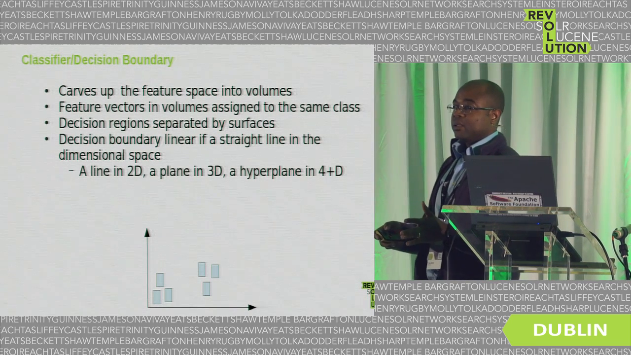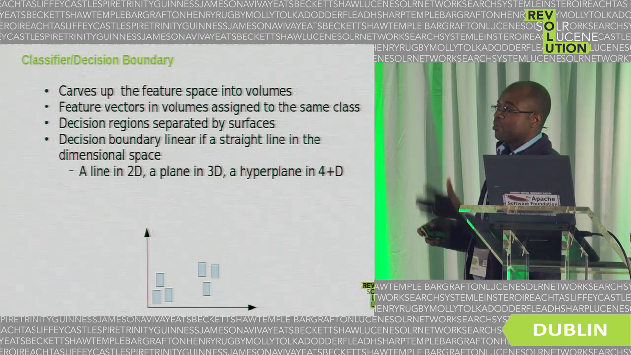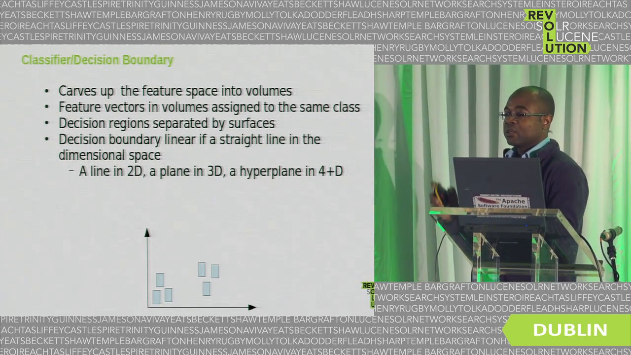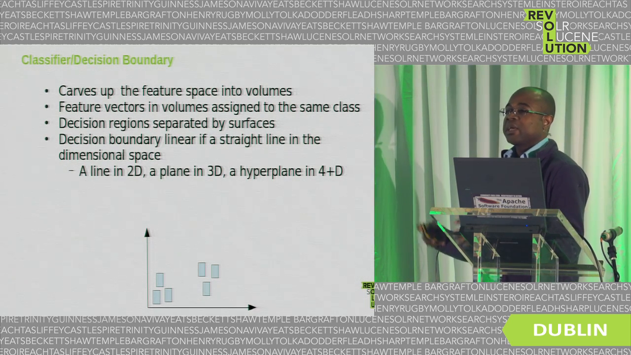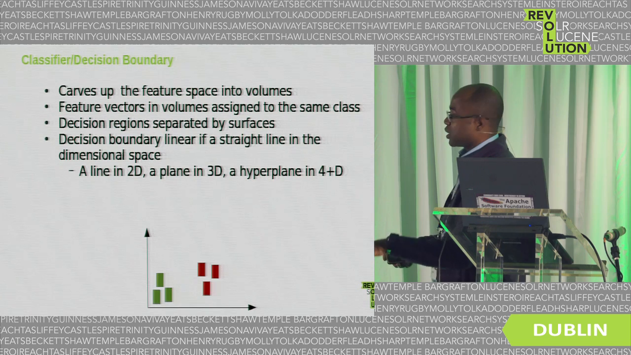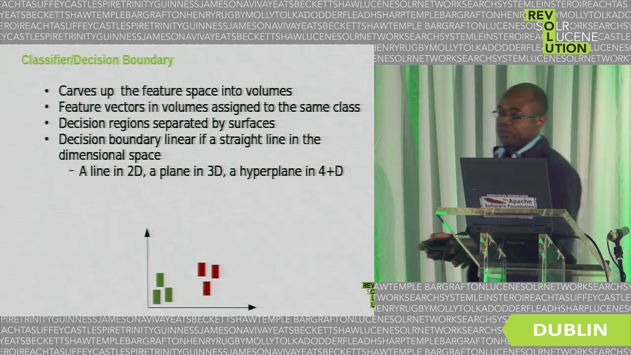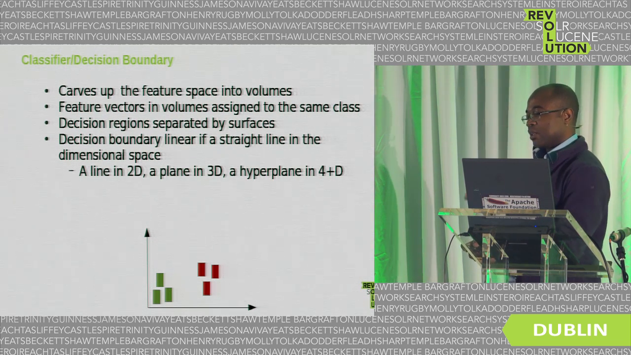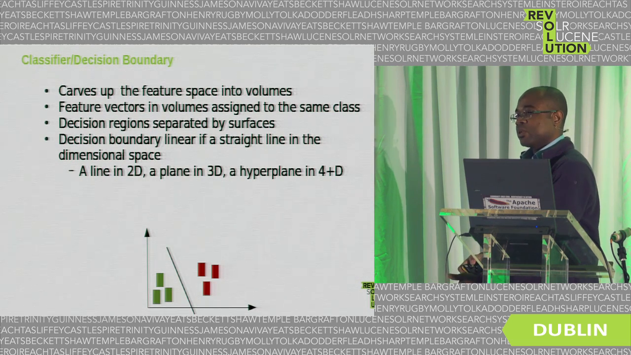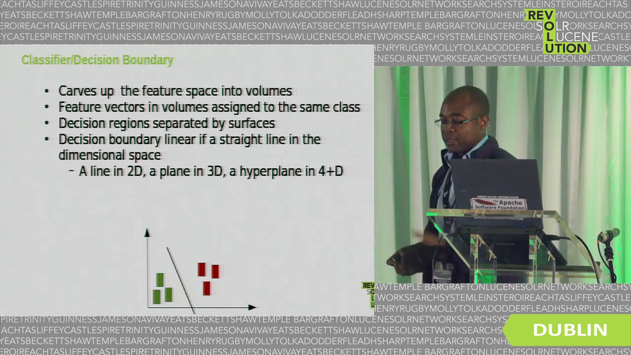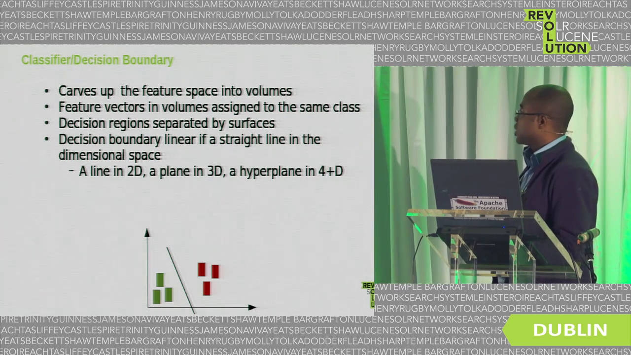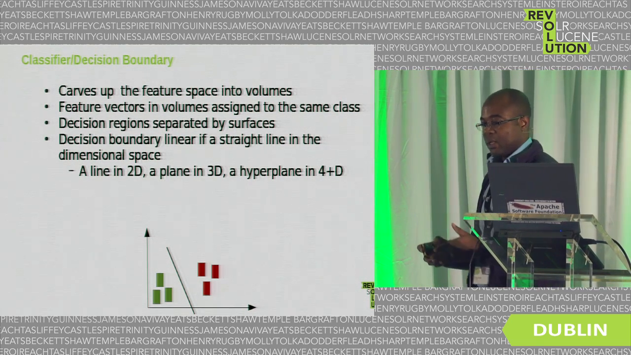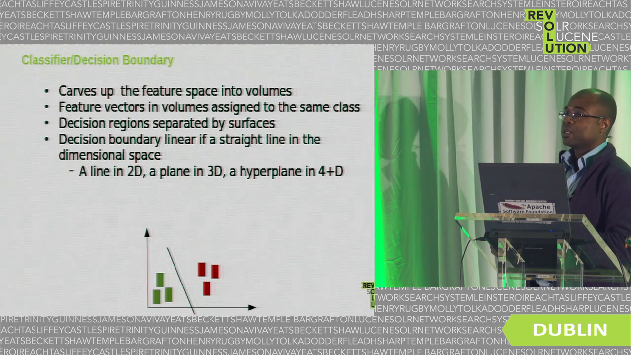Now, internally, the algorithm defines something called the decision boundary. That is, it carves up the feature space into volumes. And feature vectors in the same domain are assigned the same class. So here I may have the green as a negative and the red as the positive. Decision regions separate the surfaces. So you will bring a decision boundary like this, for example. And this decision boundary is said to be linear if it's a straight line in the dimensional space. So if you are in 2 dimensions, like here, it is a line. In 3D, it's a plane, and generally, it is a hyperplane.